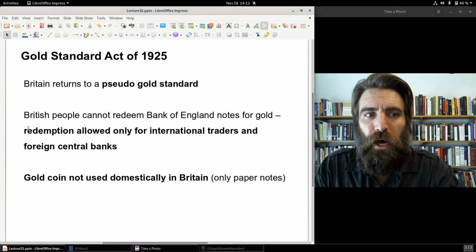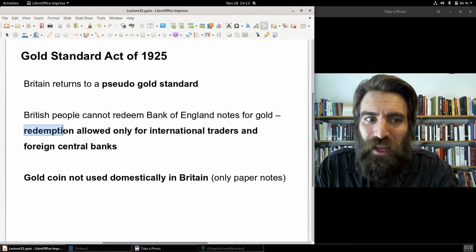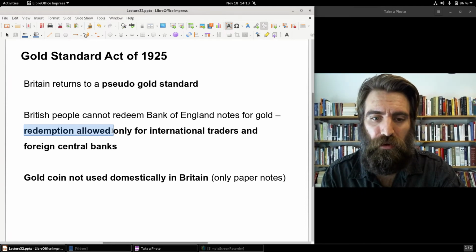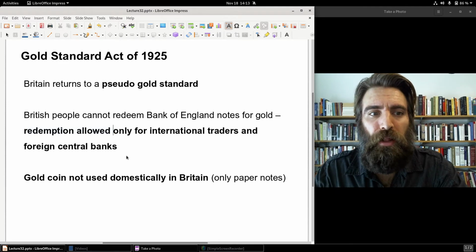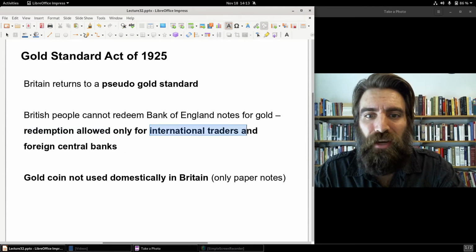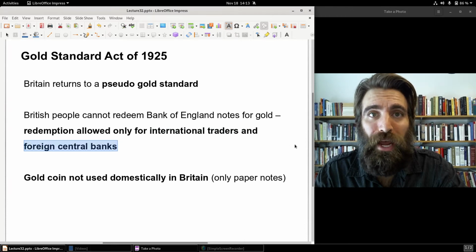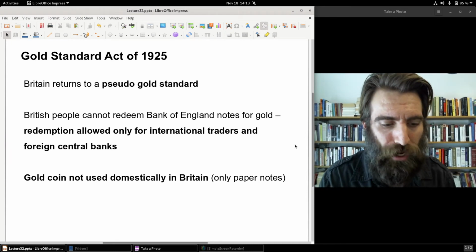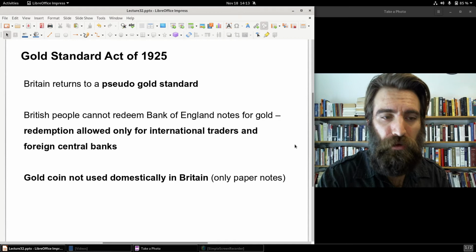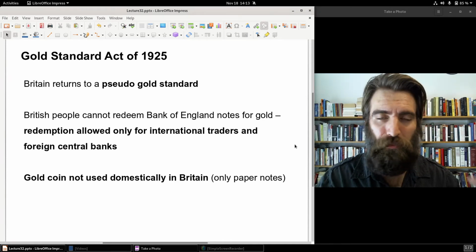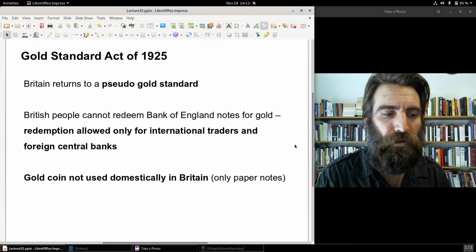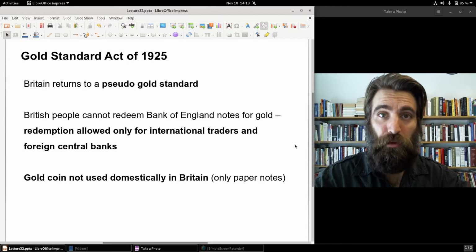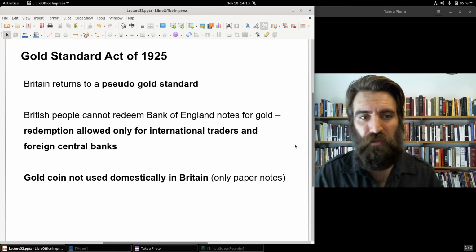So how's this a gold standard? Well, there was a limited redemption allowed at that exchange rate, the $4.86, quarter of an ounce of gold exchange rate. That redemption is allowed, but only for international traders, only for foreign central banks. Even then, for an international trader or a foreign central bank to convert British pounds into gold, it had to be a large amount. Talking about thousands of pounds worth of money. The minimum was actually 400 ounces of gold. And the exchange was done with gold bars, gold bullion bars, not with gold coins.